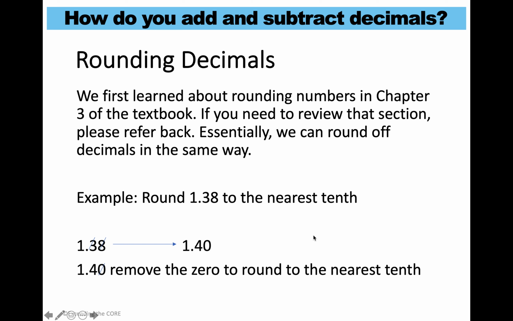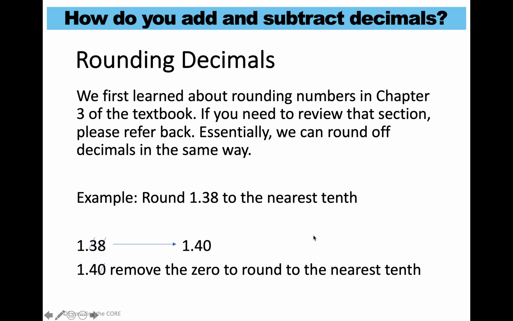So, if you feel like you need a review of what it means to round off numbers, please refer back. I'm not going to cover all the intricacies of rounding numbers because we've done this before. So, if you need a review, you want to go back to chapter 3 and get a review. You can also come review with me in office hours if you feel like you need some more support. Essentially, when we round off in decimals, we are going to round off in the same way that we did before. So let's look at an example.